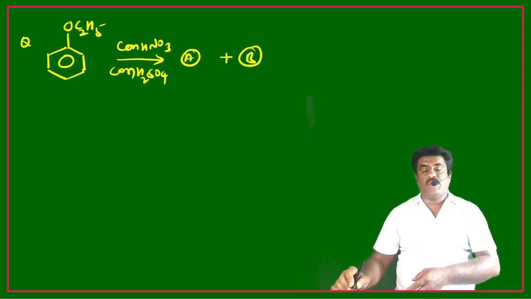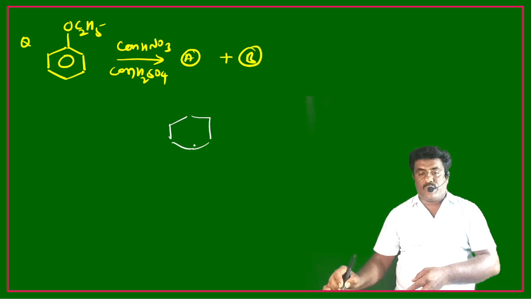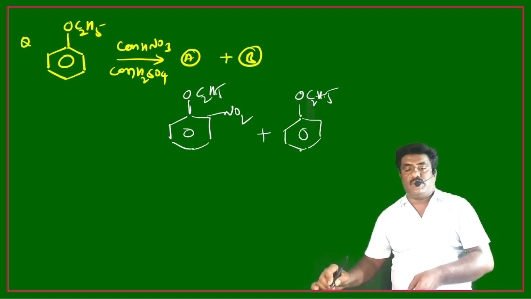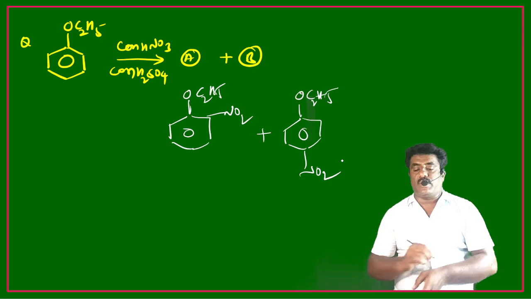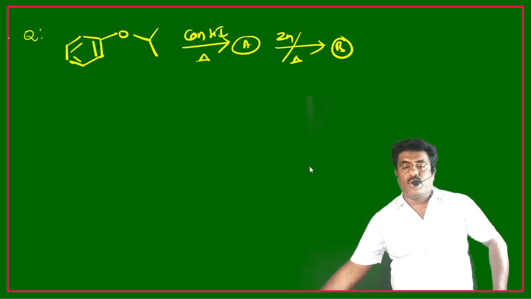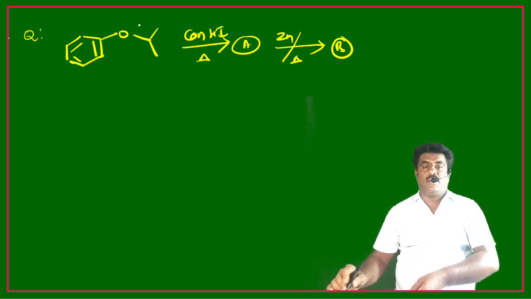OC2H5 benzene with concentrated HNO3 and concentrated H2SO4. What are A and B? See, nitration happens to form an ortho product and a para product. What is the electrophile? NO2+. What is the product? Ortho and para products. Just para product. Yes. I will look at this question.